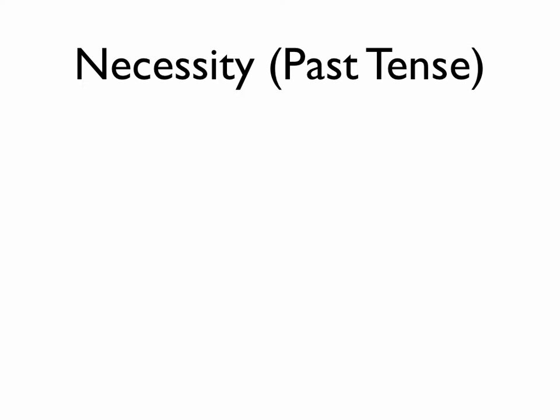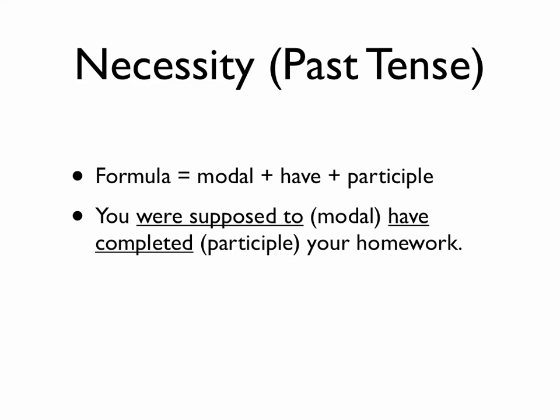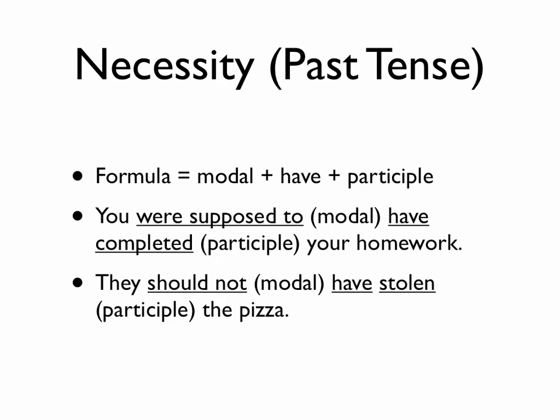Necessity in the past tense. The formula is generally this: modal plus have plus a participle. Here's an example. You were supposed to, modal, have completed. Completed is your participle. Your homework. You were supposed to have completed your homework. They should not, that's your modal, have, and then stolen. Stolen is a participle. And then the pizza. They should not have stolen the pizza.